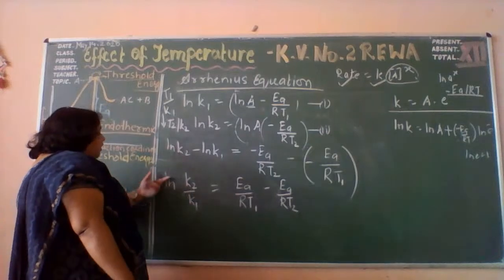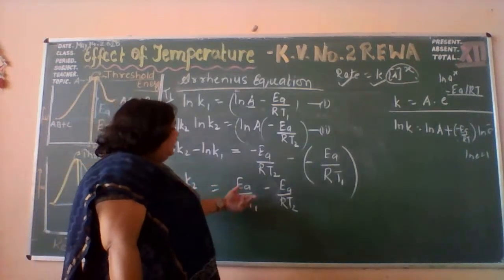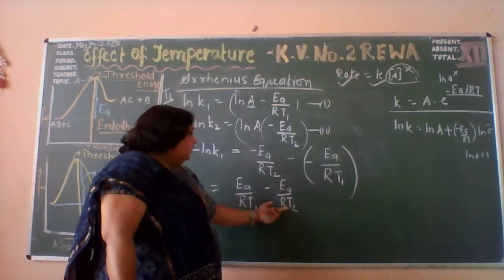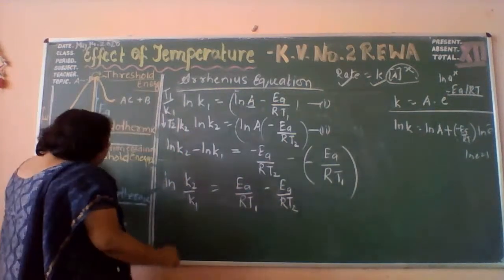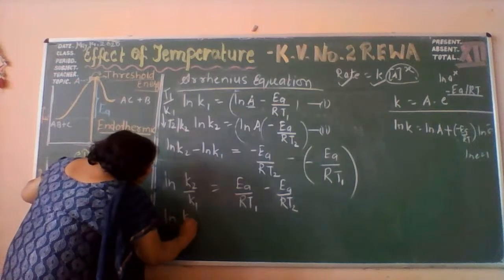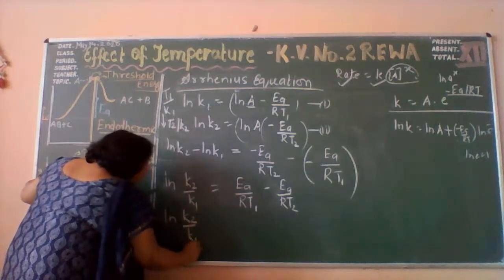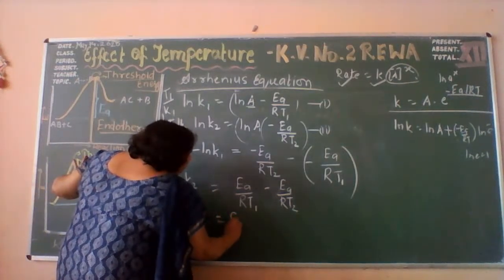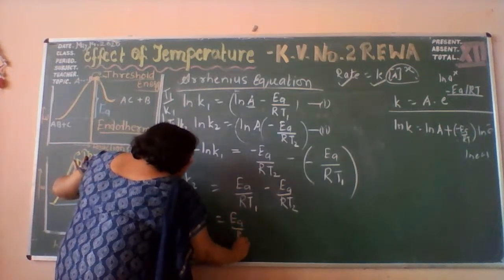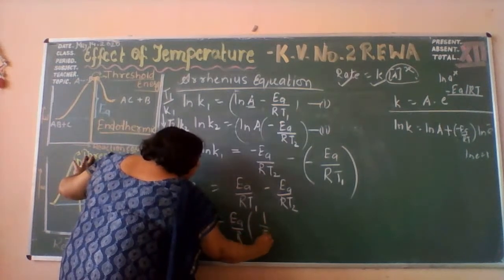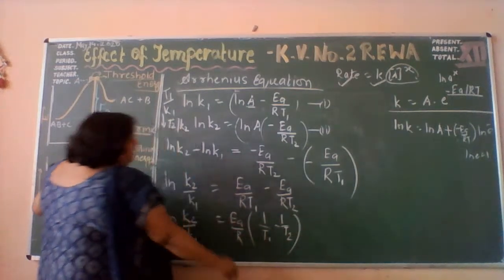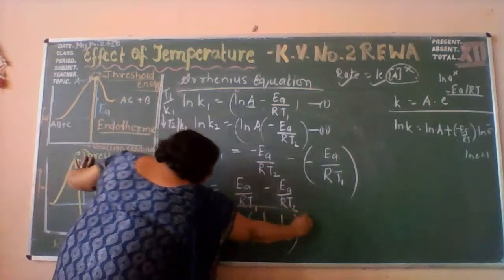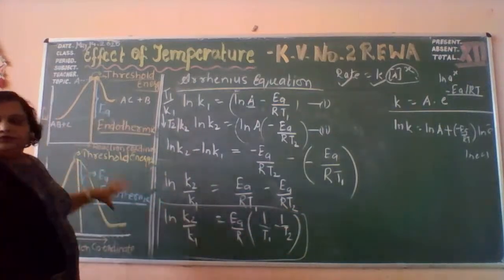So here log K2 upon K1 is equal to, now EA and R, I think now you can see these two terms are common here. You can take it common. Log K2 upon K1 is equal to EA upon R into 1 upon T1 minus 1 upon T2. This is the equation you have to use.